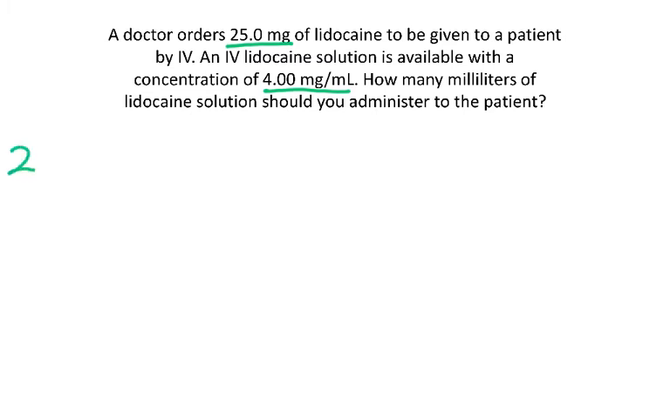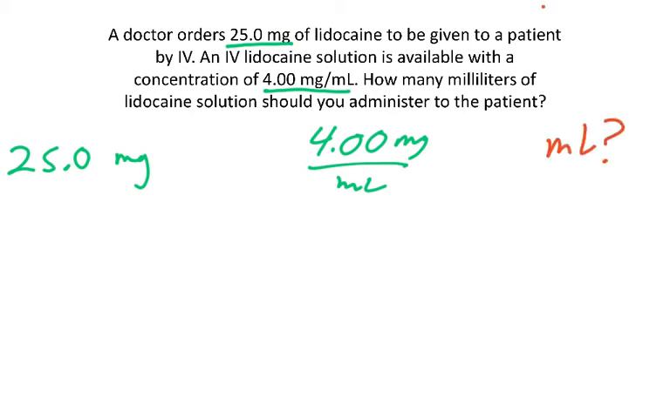Okay, so we have milligrams, we have a concentration, and we're trying to find milliliters. So this is a little bit different than the last question, right? It's looking at it from the other way. Last time we had a volume, we want to know how much solute. Now we have a known amount of solute that we want. How much volume do we need?